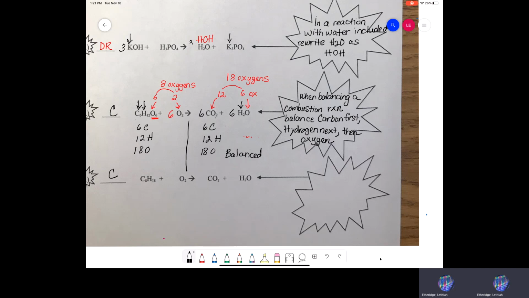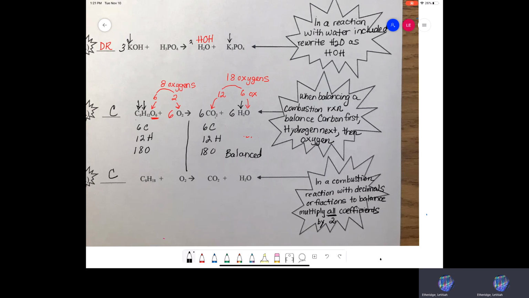Okay, so in this superhero bubble, what I want you to write is, in a combustion reaction with, I know, decimals or fractions. I know it's slightly annoying. To balance, multiply all coefficients by 2.